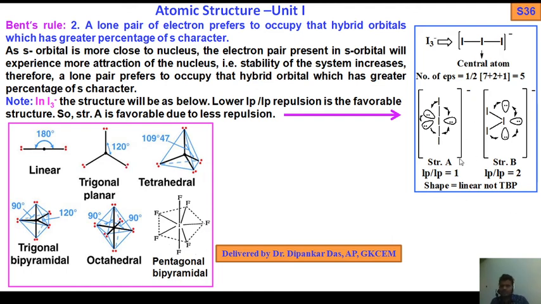So the acceptable structure is structure A, where LP repulsion is 1, because this is lone pair-bond pair, this is lone pair-bond pair. This is lone pair-bond pair, this is lone pair-bond pair. But this is lone pair-lone pair. And this is lone pair-bond pair.